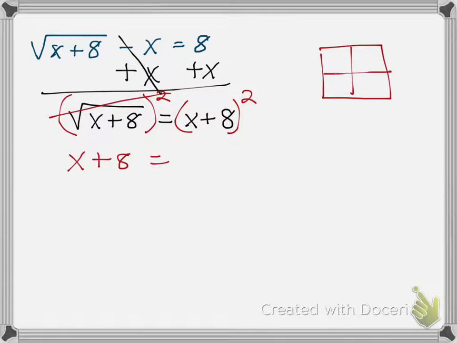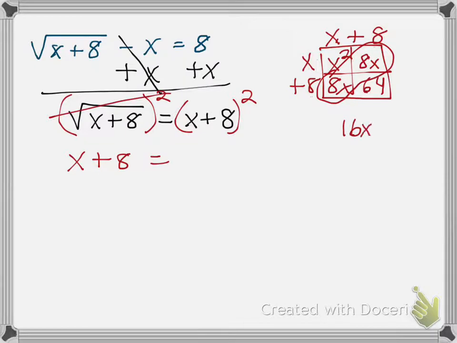Draw your area model. X plus 8 on the side and on top. Multiply x times x to get x squared. X times 8 to get 8x. 8 times x to get 8x. And 8 times 8 to give you 64. And then you add in the peanut. 8x plus 8x gives me 16x. And then I'll bring down my x squared in front and my 64 at the end. So therefore, my x plus 8 is going to equal x squared plus 16x plus 64.